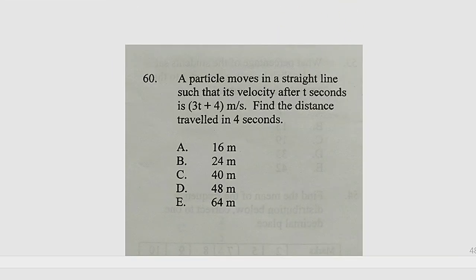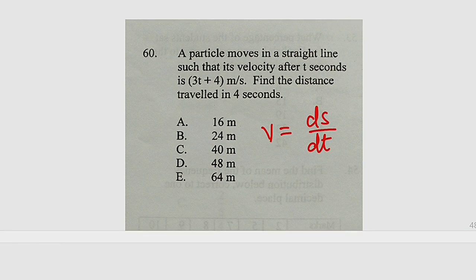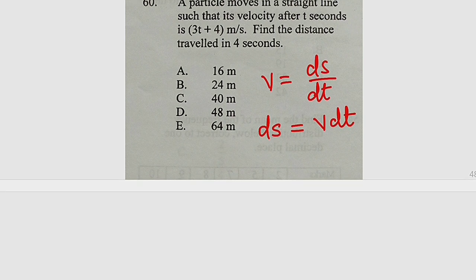Question number 60, a particle moves in a straight line such that its velocity after t seconds is 3t plus 4 meters per second. We're asked to find the distance traveled in 4 seconds. Remember that velocity is the rate of change of the distance over some time, right? Therefore, the rate of change of the distance is equal to the velocity times dt, right? And if you integrate both sides, you can see the distance will be what? The integral of v dt.